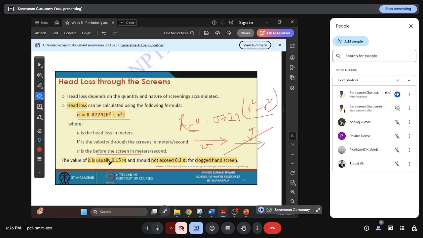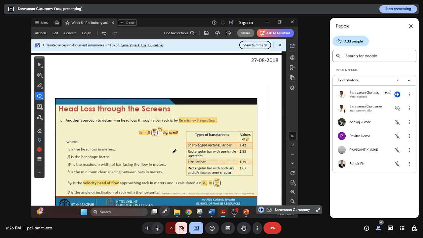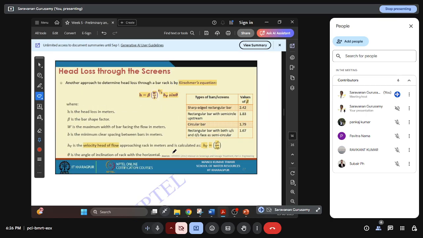Head loss will usually be 0.15 meter. If it exceeds 3 meter, the screen is clogged, so you need to clean it. So based on the head loss, you can understand whether the screen is clean or not.